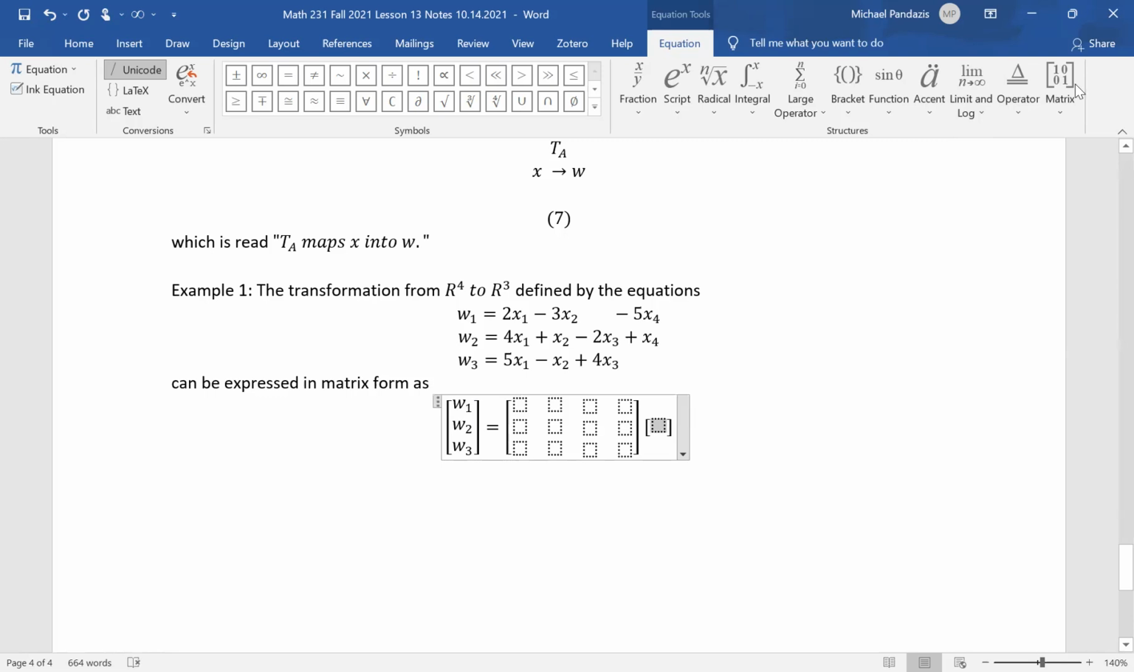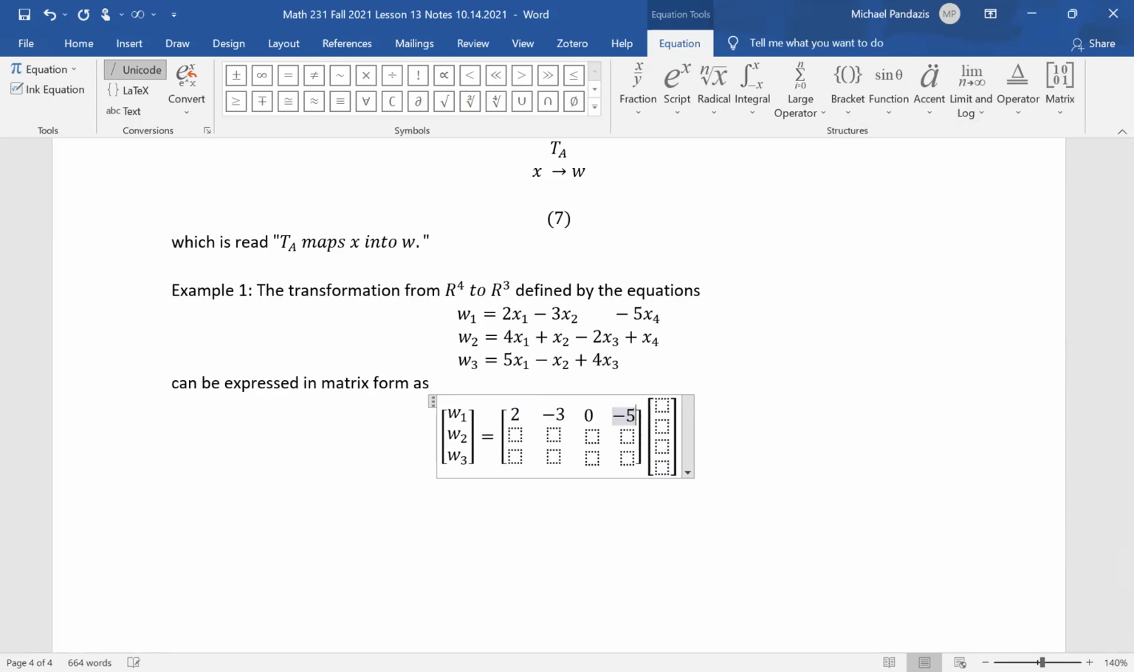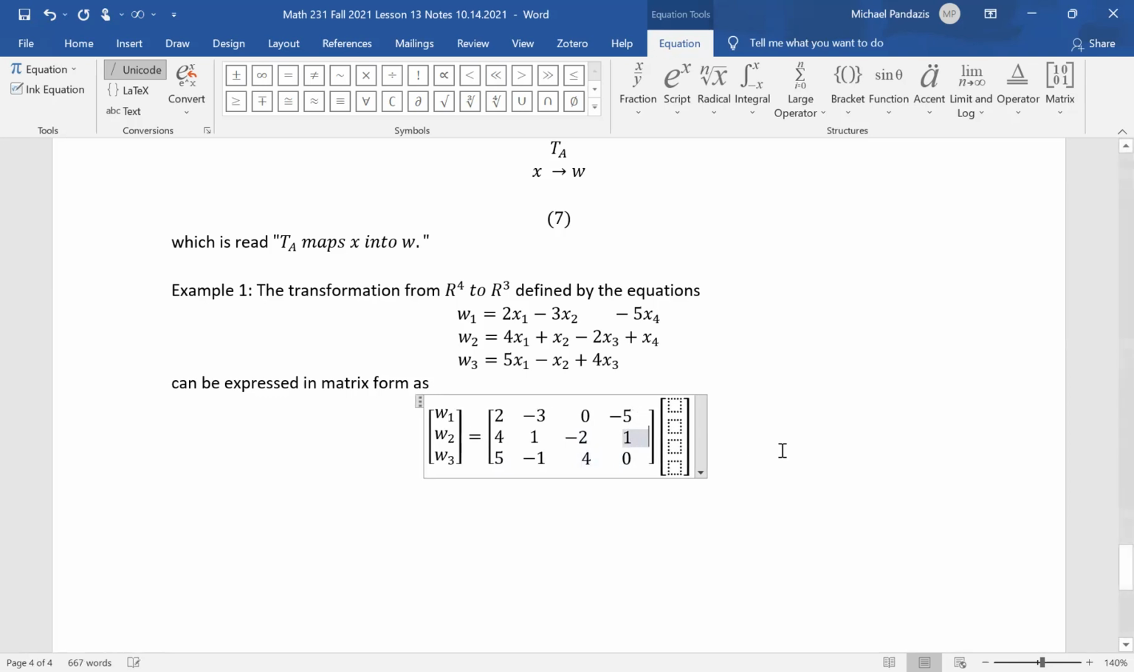Times a 4x1 matrix. It's going to be 2, -3, 0, -5, 4, 1, -2, 1, 5, -1, 4, 0. Okay, and then this is x1, x2, x3, and x4.